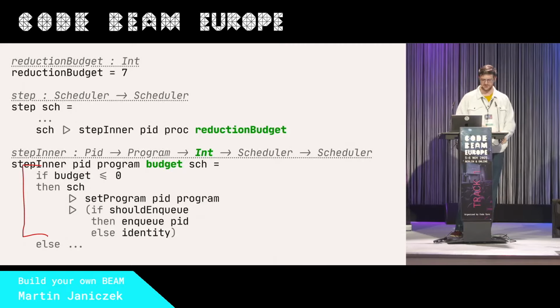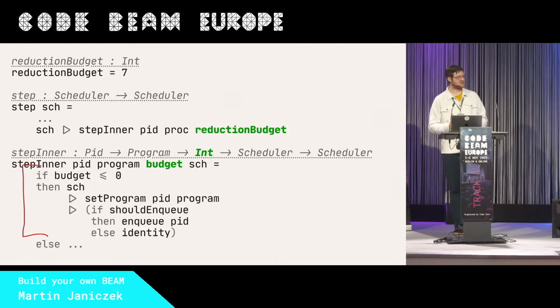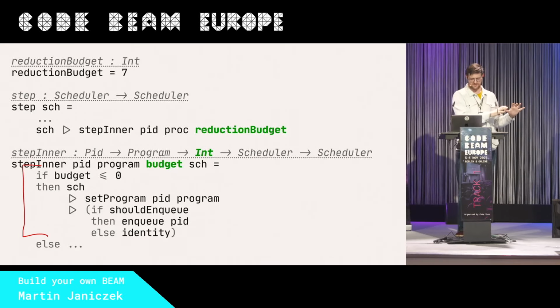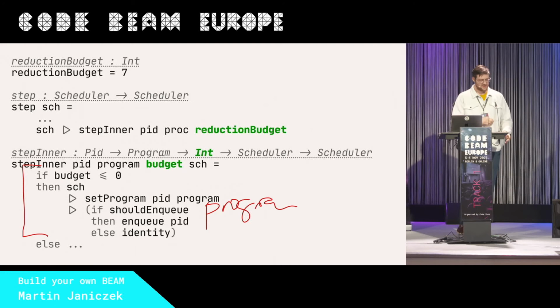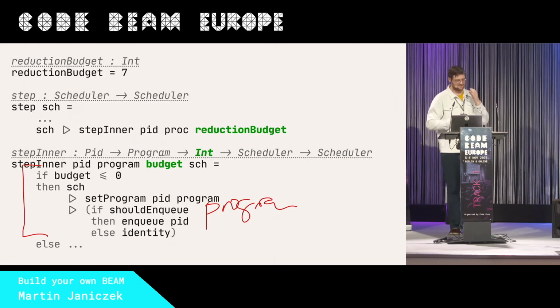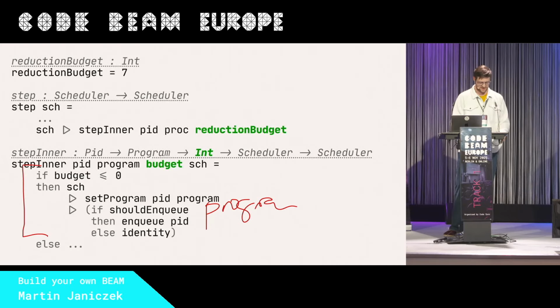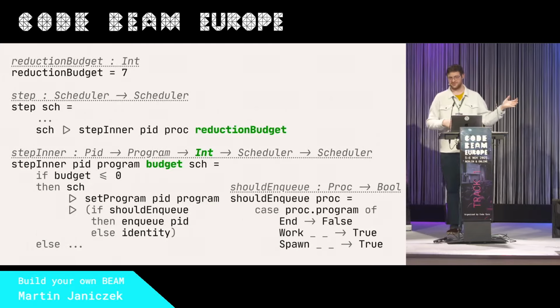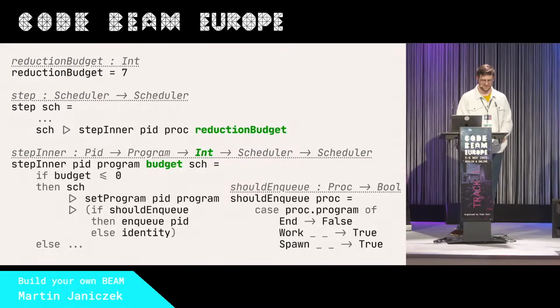So if we don't have any budget left, if we don't have any budget to spend, then remember whatever program you ended up with. If the program is something interesting, then enqueue it again, meaning for the end instruction, we don't really need to enqueue that because there's no more work to be done.